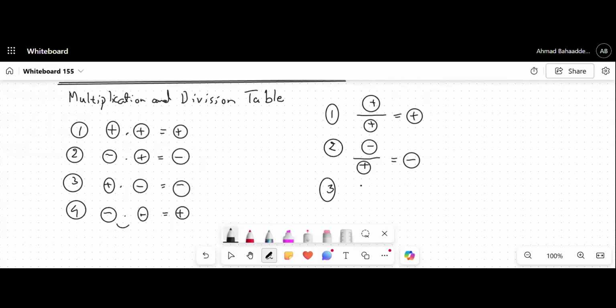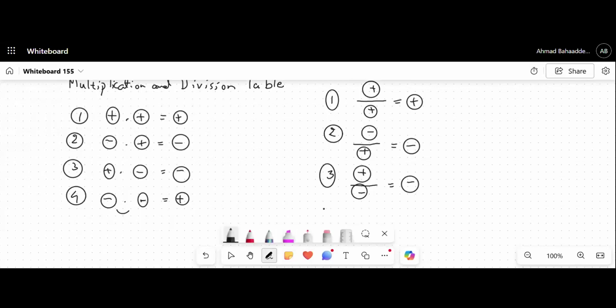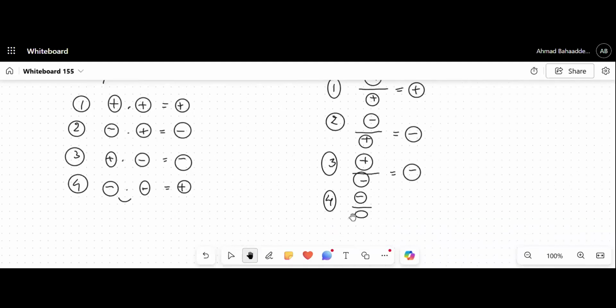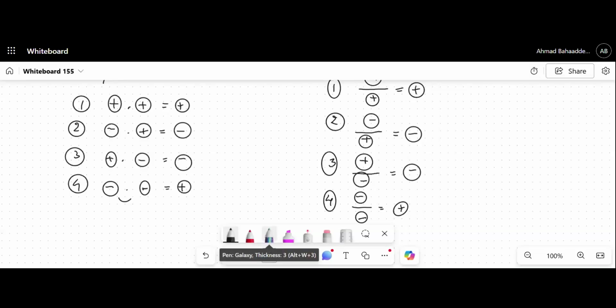Number three, if I divide a positive by a negative, the answer is also going to be negative. And the last one, like the multiplication table we said previously: if I divide minus by minus, that's going to give me a positive. So this is the multiplication table and division table. We said that minus by minus is a smiley face.